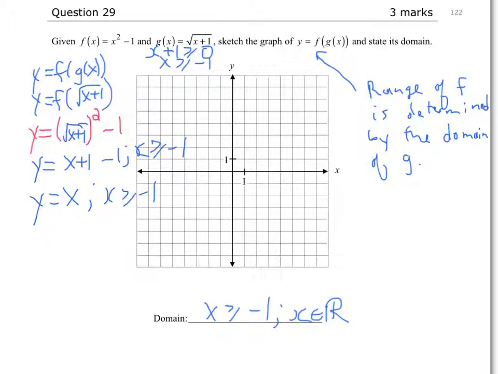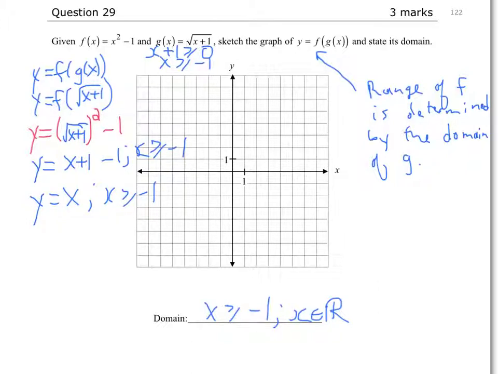If I were to guess, students who lost marks on this question just graphed y equals x, and they forgot about this domain restriction right here. I like this question. A little bit on the tricky side, but it makes sense.